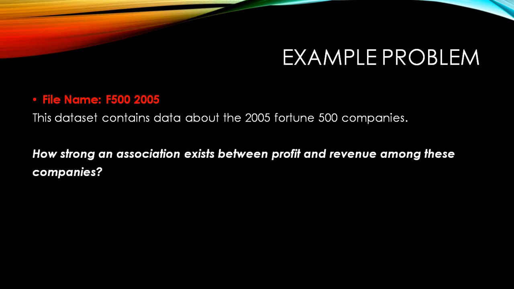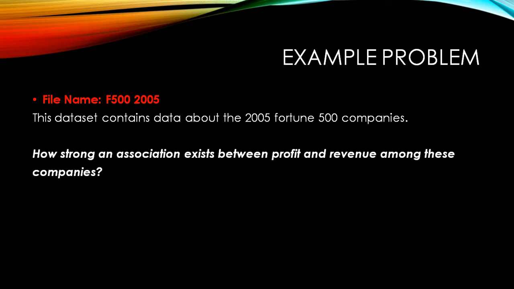I have a very simple problem. I have a data file for Fortune 500 companies from 2005. What are we going to find? How strong an association exists between profit and revenue among these companies. I need to know the association between the profit and revenue among these Fortune 500 companies. So how should I do it? Let's move ahead and try it out.